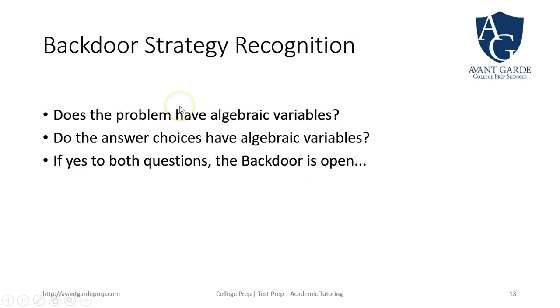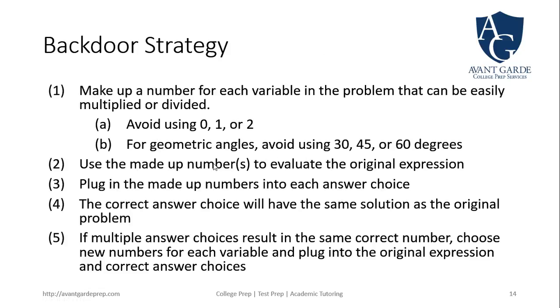Some things you need to ask yourself if you can use the backdoor strategy. Does the problem have algebraic variables? Do the answer choices have algebraic variables? If yes to both questions, then the backdoor is open for you to use. So more strategies here. Make up a number for each variable in the problem that can be easily multiplied or divided. You'd like to try to avoid using 0, 1, or 2 if at all possible. And for geometric angles, avoid using 30, 45, and 60 degrees.